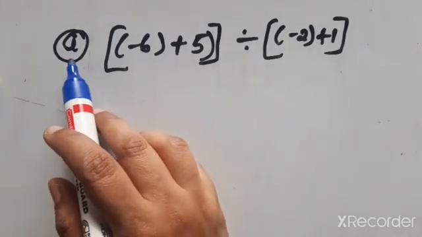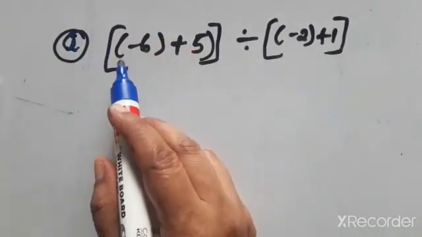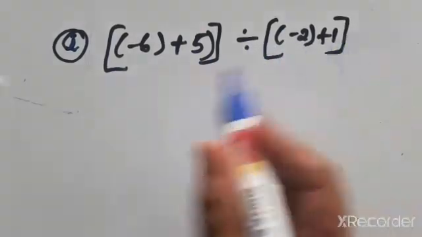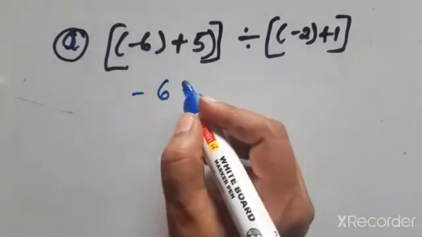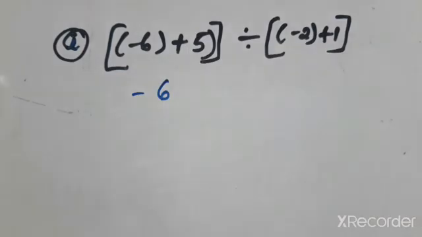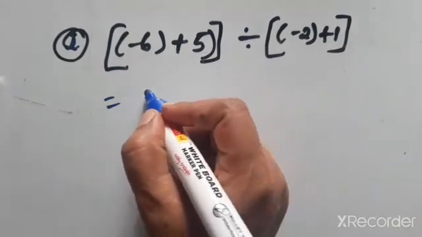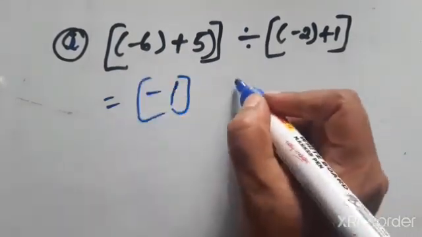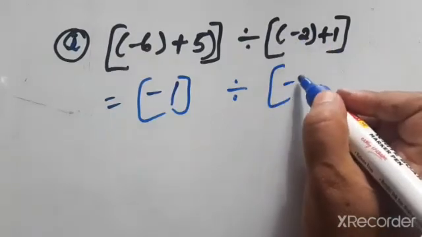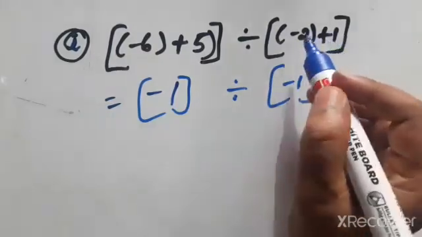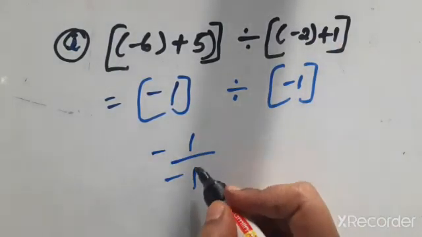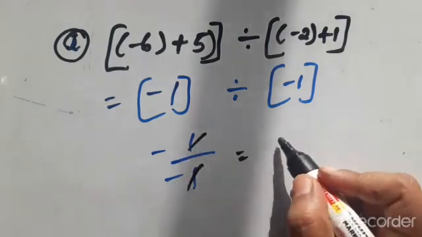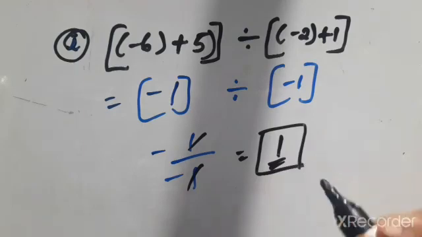Now I, children, the question is minus 6 plus 5 divided by minus 2 plus 1. First simplify this, remove the bracket. Minus 6 plus 5 means how much? Minus 1. Now simplify minus 2 plus 1, which is minus 1. Different symbol means subtraction, and the symbol of the greater number is taken. So the answer is minus 1 by minus 1. 1 ones are 1. Minus into minus is plus. The answer is 1.